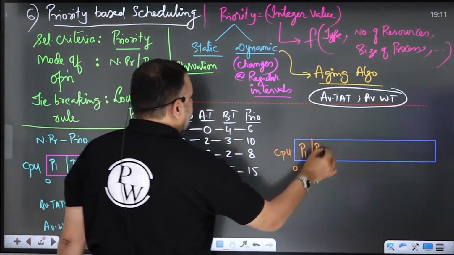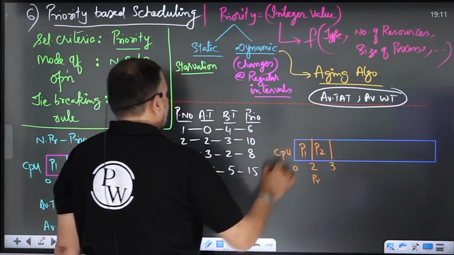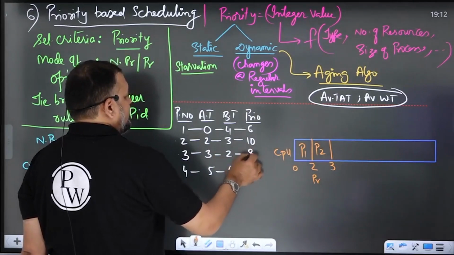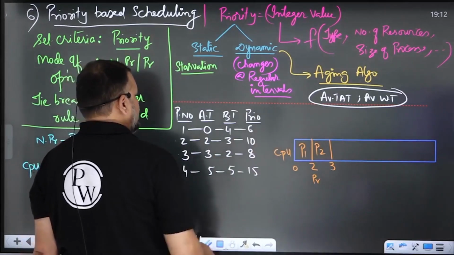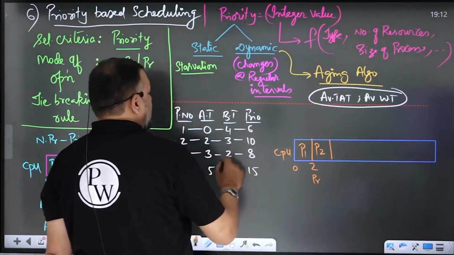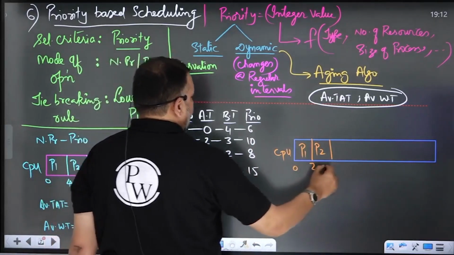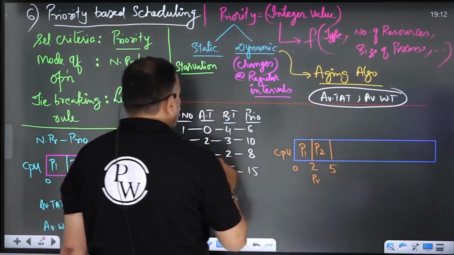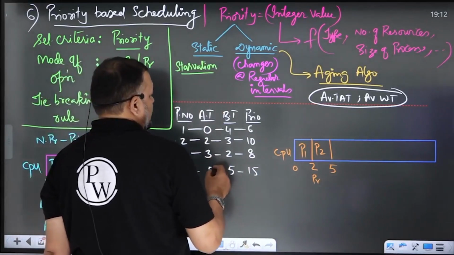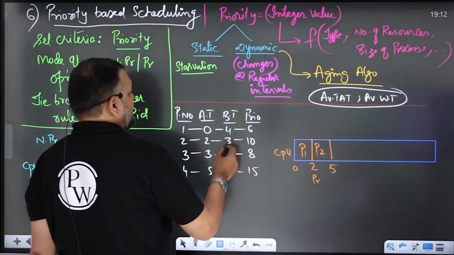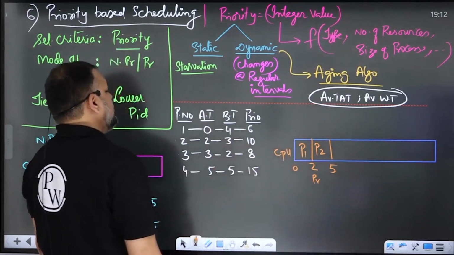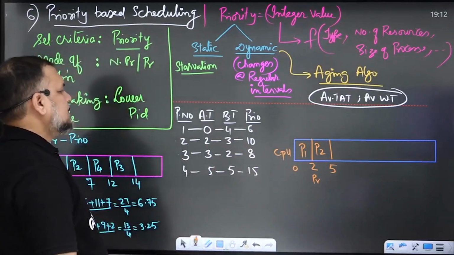P2 continues till 3. But a low priority process comes. 8. 8 is less than 10. No preemption, so P2 will continue. P2 will continue from 3 to 5. 2 to 5 means it has run 3 units. Its burst time is 3 units, and its burst time is over. So P2's burst time is over.